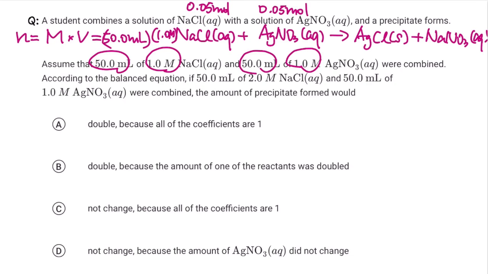But once you double the concentration of the sodium chloride, but you haven't doubled the concentration or the amount of the silver nitrate, then silver nitrate is the limiting reagent, and the amount of products produced totally depends on the limiting reagent. And the limiting reagent has the same number of moles as the initial reaction, so it's not doubled. There's no change.